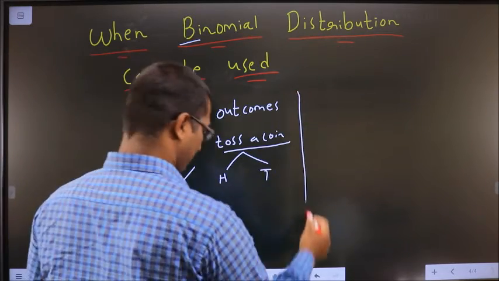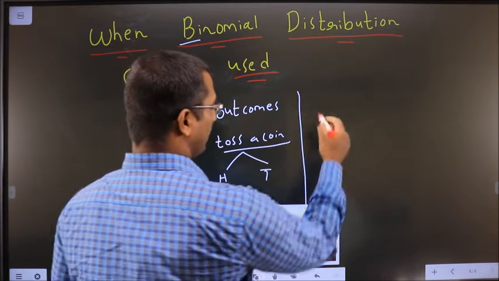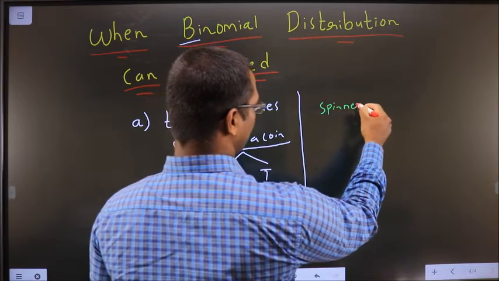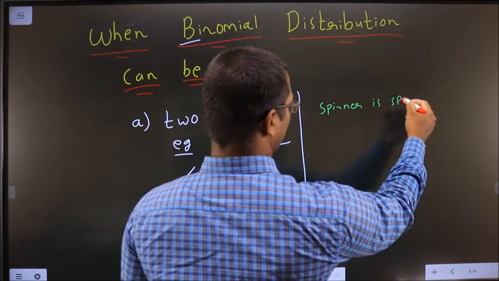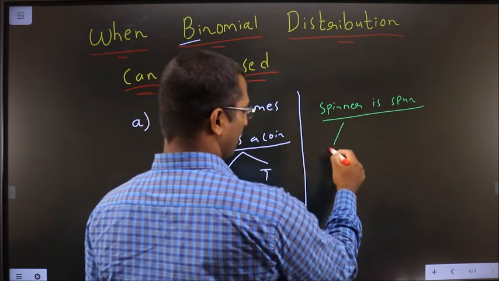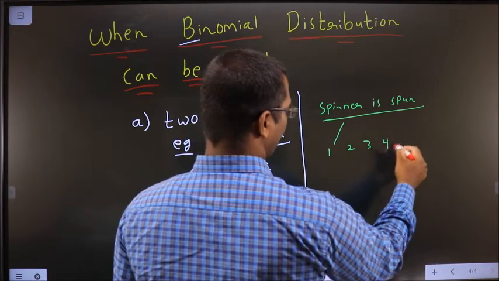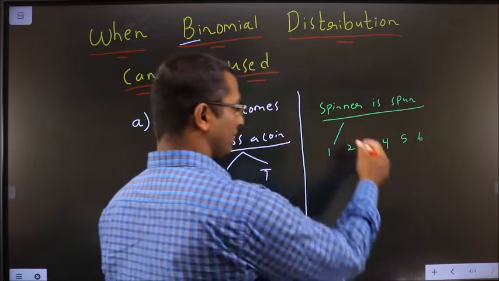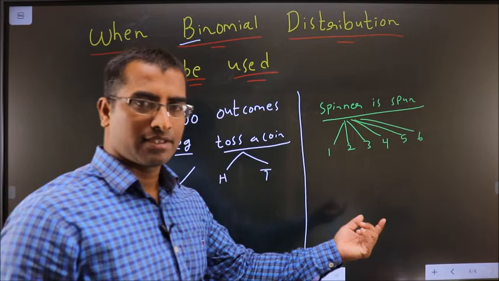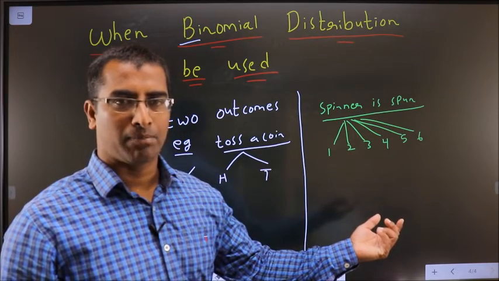Another example. Let us say a spinner is spun. What all outcomes will you get? 1, 2, 3, 4, 5, 6. Right? In these 6 outcomes, binomial cannot be applied.